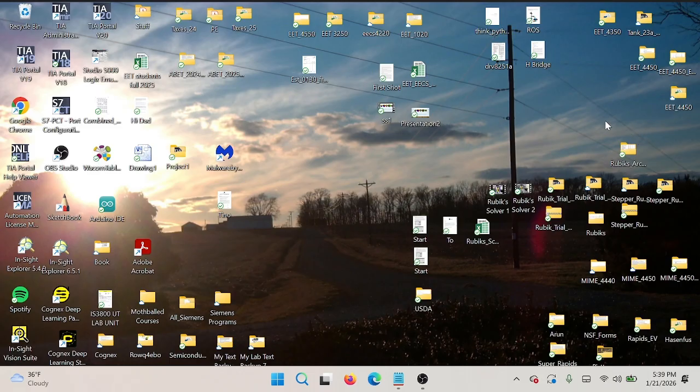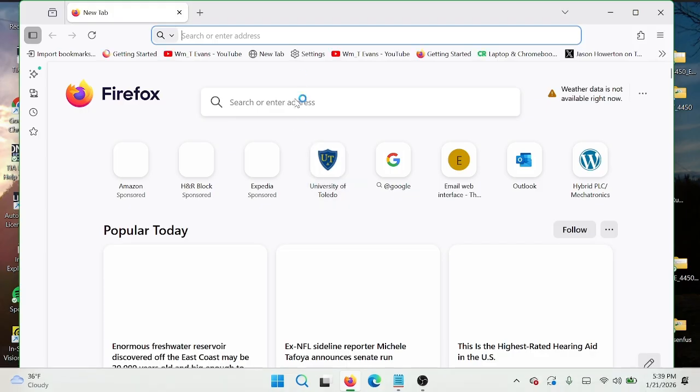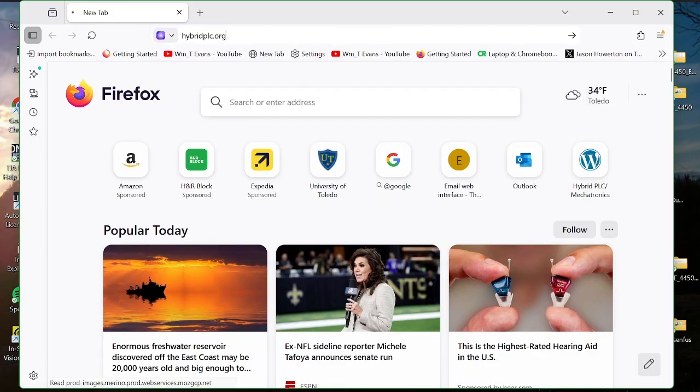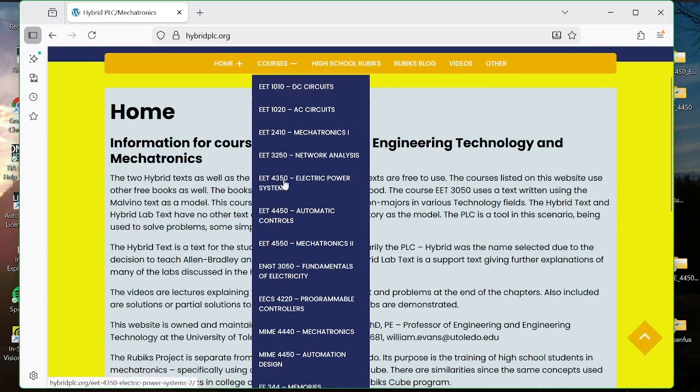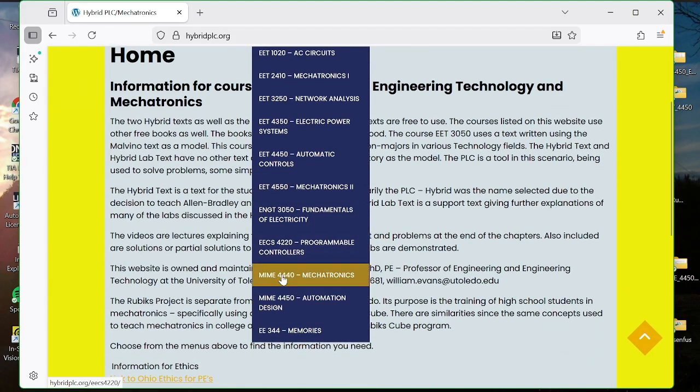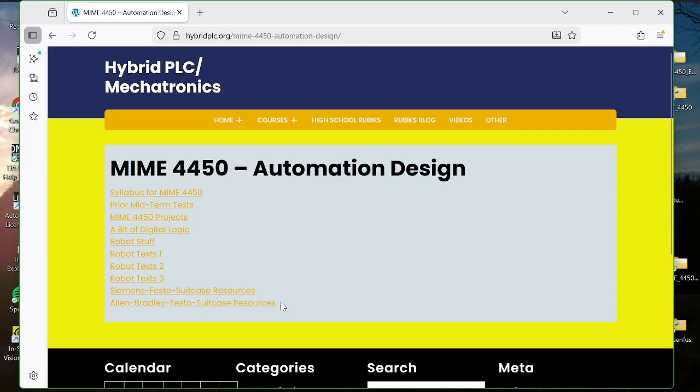So we have this in another spot. It's not in a regular spot. This is under the Miami 4450 course, and it's called a bit of digital logic.